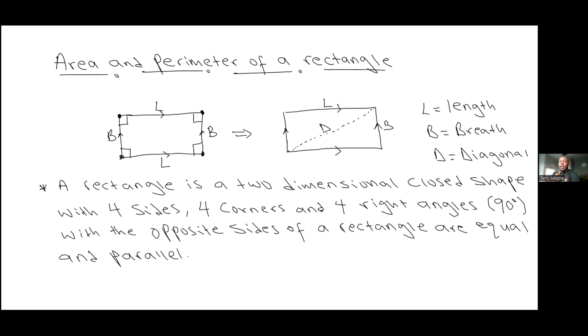Okay, and for a rectangle, you talk about the length, you talk about the breadth. All right, good. So the next thing now is we're going to focus on the perimeter of a rectangle. So how do you find the perimeter of a rectangle?